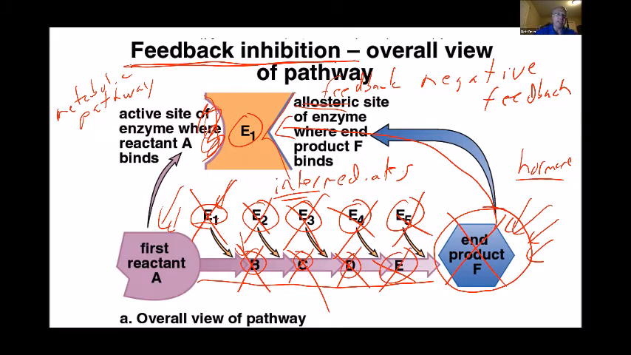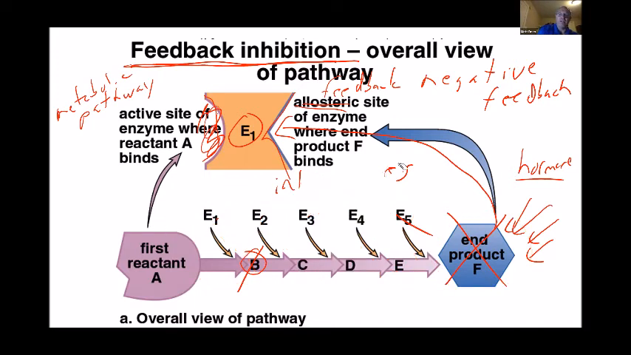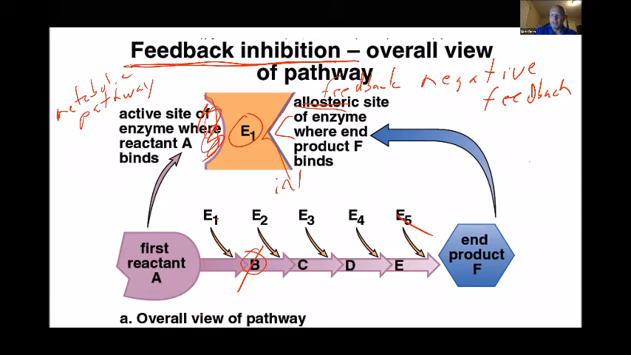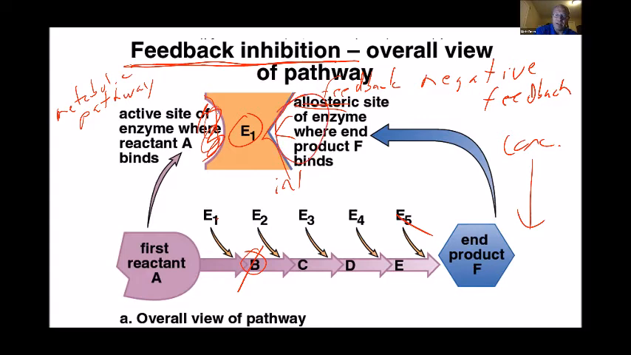So by shutting down the first or one of the very early enzymes in the pathway, the whole metabolic pathway is shut down. But it's not shut down permanently. It's shut down until the concentration of F starts to get used up. Concentration drops. And when the concentration gets low enough, the piece of F that was sticking here lets go.